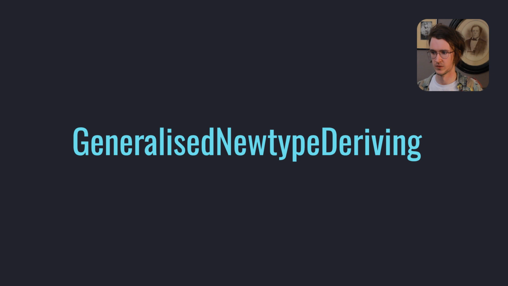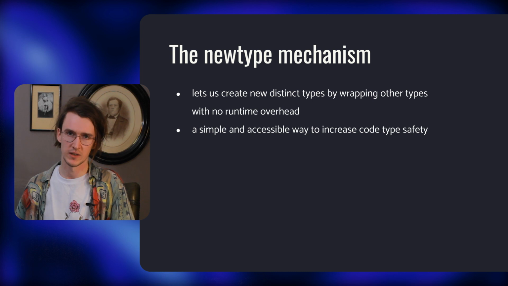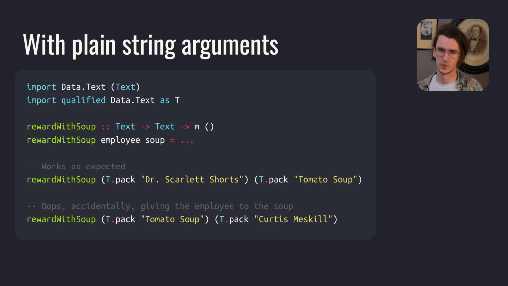We are going to take a closer look at the GeneralisedNewtypeDeriving extension, which improves life quality when we are working with newtypes. But first, let's recap what newtypes are. The newtype mechanism lets us create new distinct types by wrapping other types with no runtime overhead. It's a simple and accessible way to increase code type safety. For example, string newtypes, which reduce the number of ways we can shoot ourselves in the foot.